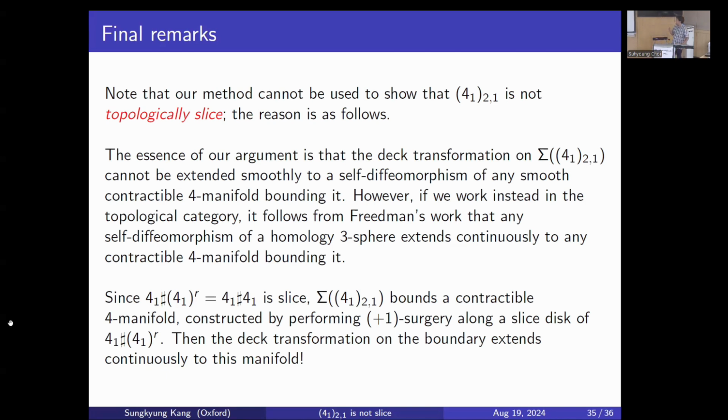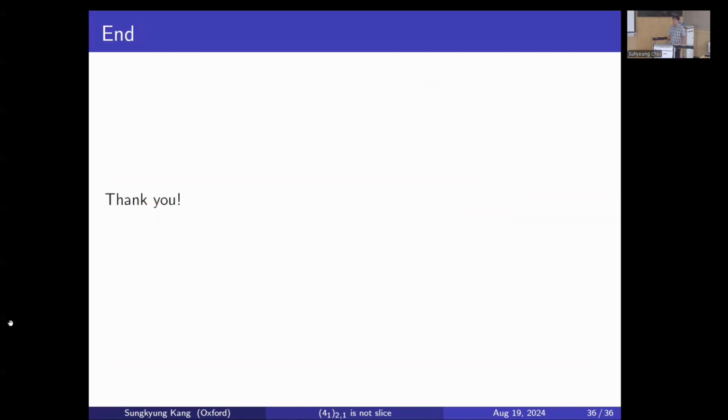So if anybody can solve whether this is topologically slice, it will be great. If it's non-slice, it's awesome. If it's slice, then it's also really, really great because it'll be a first example of a fibered knot which is topologically slice but not smoothly slice. And that's everything I have to say.